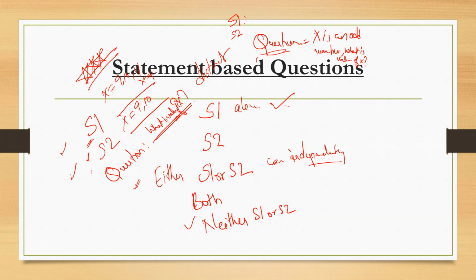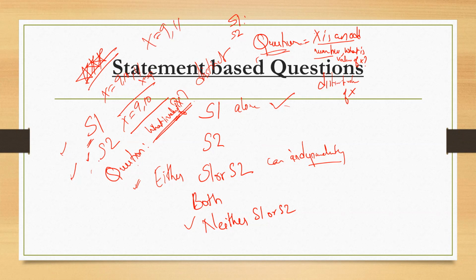Now pay attention here. X is an odd number, I am saying. What is the value of x? So what I should get is a distinct value of x. Yes, this is what I should get. Okay, when I check statement 1, I am getting 3 possible values: 9, 10, 11. But because x is an odd number, x cannot be 10. So I am getting 2 values, 9 and 11.